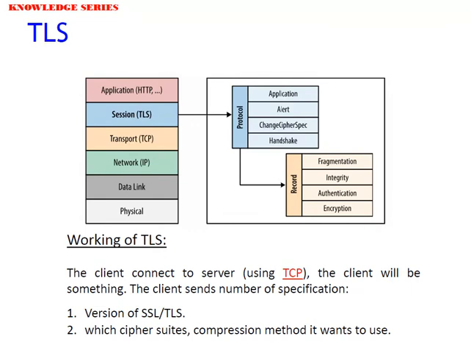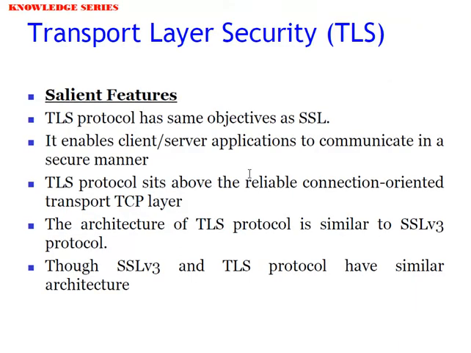Now let's see the working of TLS. TLS connects to the server using TCP. The client will be interacting with the server, and for that it will follow either SSL or TLS. Here we will be using the TLS protocol, and it will be using a cipher suite and compression method for this communication. So here you can see that TLS sits above TCP, and it supports the protocol and the record. That is what we have seen. It talks about the protocol and record.